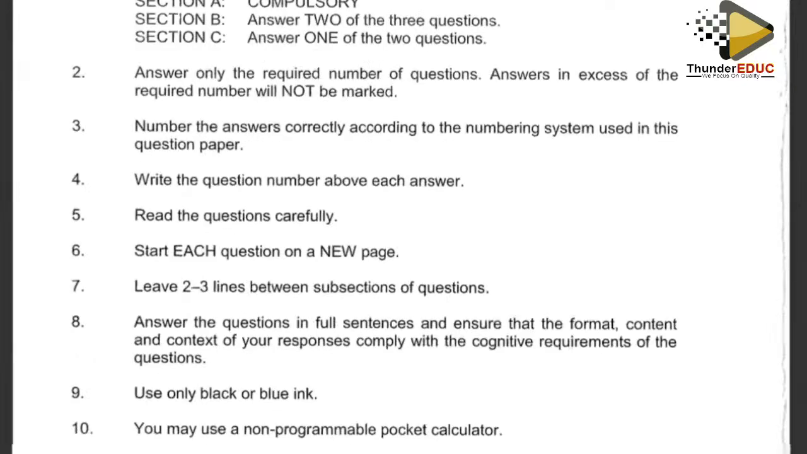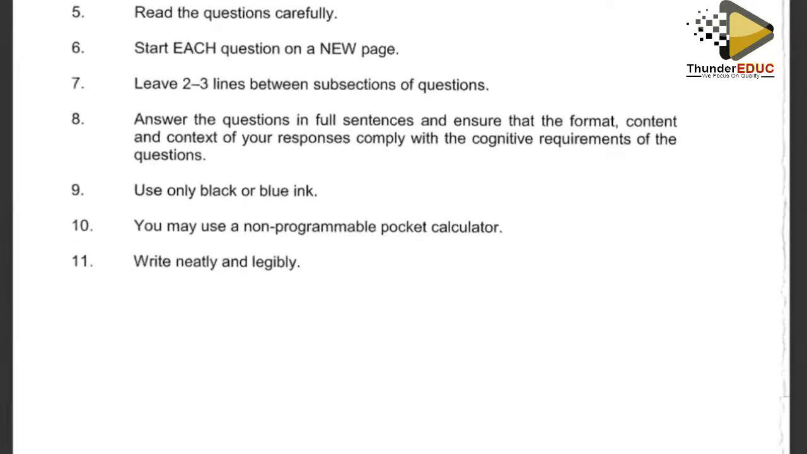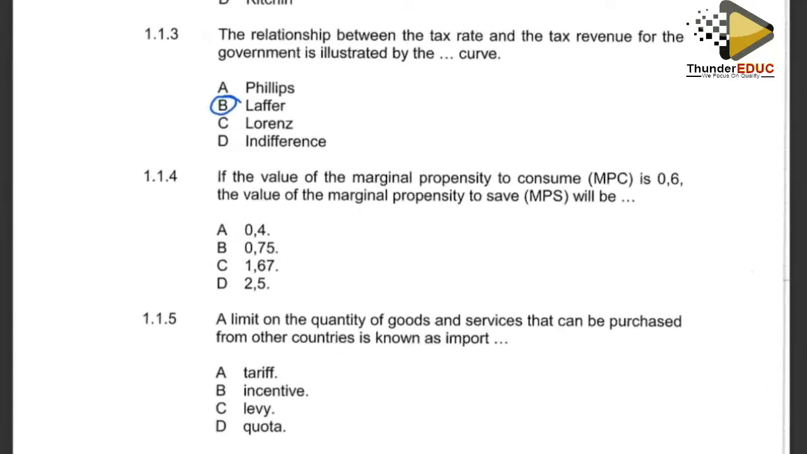So now also for 8, answer the questions in full sentences and ensure that the format, content, and context are correct. 1.4 reads as follows. If the value of the marginal propensity to consume is 0.6, then the value of the marginal propensity to save will be dash. Okay, right.